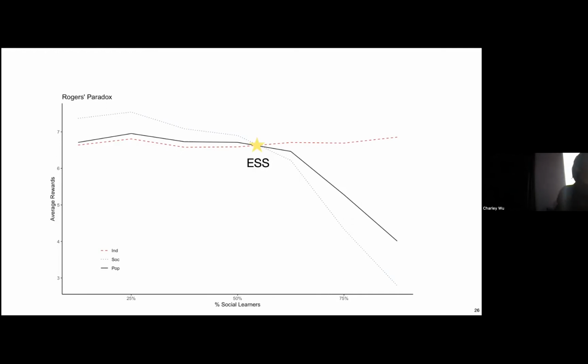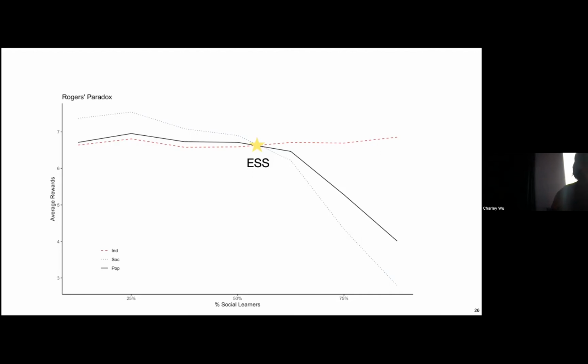Then the evolutionary stable state would be where there's no further change. Switching to either other strategy is not a good idea, so just stick with it. And this is where the average performance is the same as in a pure reinforcement learner population. So there's no benefit of having social learners in the population.